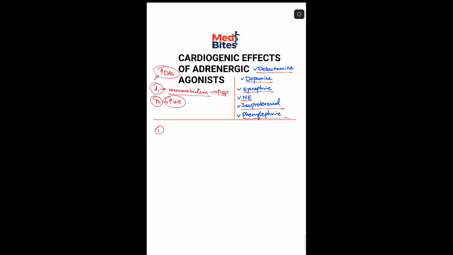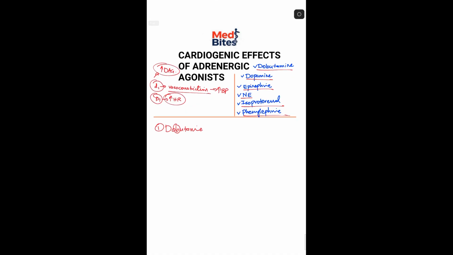Okay, so dobutamine. The way I like to remember this is that dobutamine contains the letter B, which means that we're going to only be working with the beta receptors. So beta 1 and beta 2. And you know that these are all agonists. So beta 1 receptor causes elevation in heart rate, and beta 2 receptor results in drop in BP. And that's it. That's dobutamine.